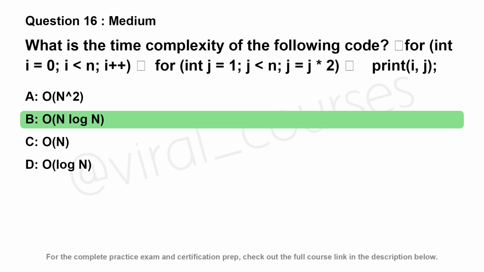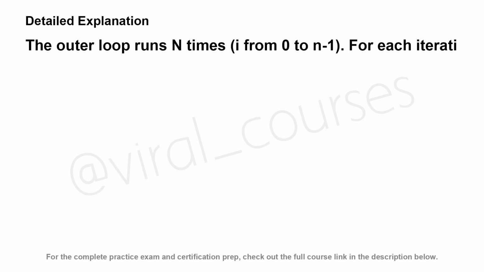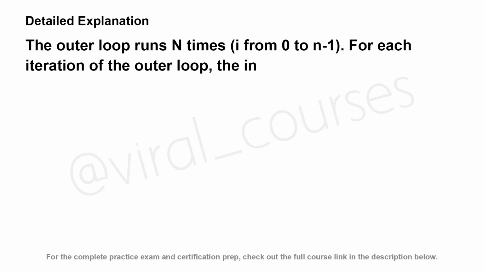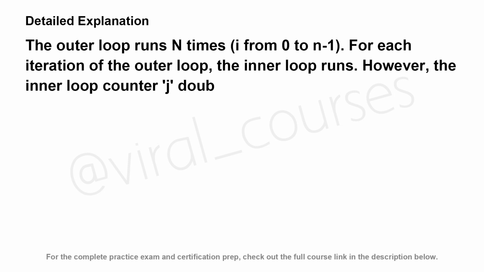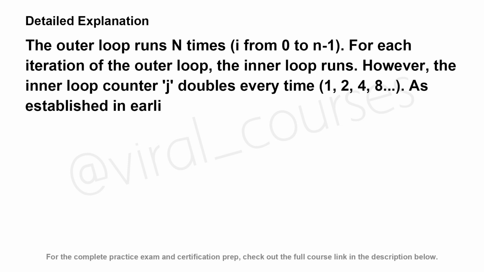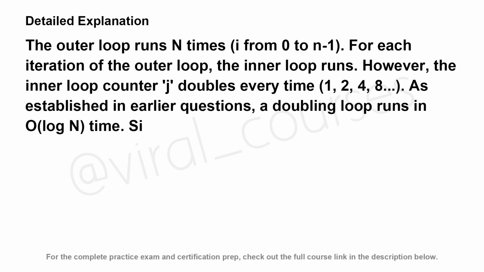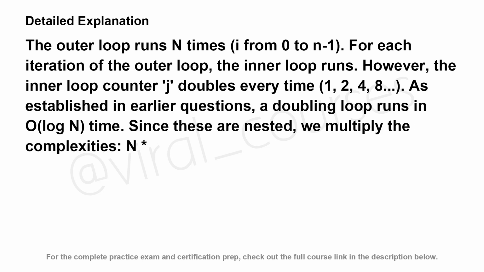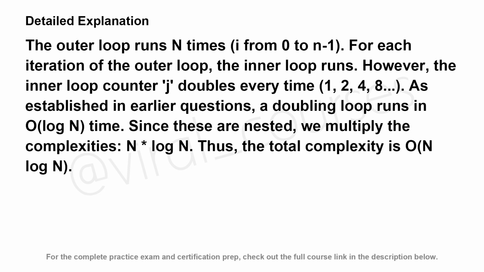The correct answer is B. The outer loop runs n times, i from 0 to n minus 1. For each iteration of the outer loop, the inner loop runs. However, the inner loop counter, j, doubles every time: 1, 2, 4, 8, as established in earlier questions. A doubling loop runs in O(log n) time. Since these are nested, we multiply the complexities, n asterisk log n. Thus, the total complexity is O(n log n).